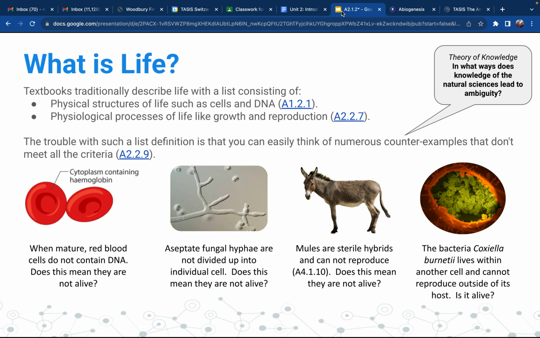And then there's this unique bacteria called Coxiella burnetii, I think I'm pronouncing that right, that acts a lot like a virus and can't necessarily reproduce outside of its host. And so since it needs help with reproduction and doesn't prescribe to Mrs. Gren, is it considered alive?